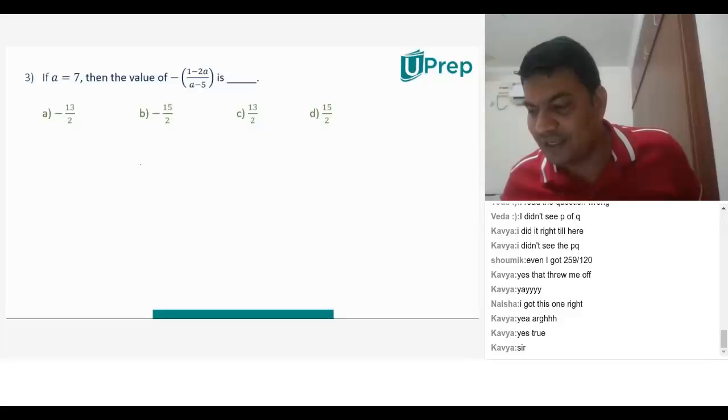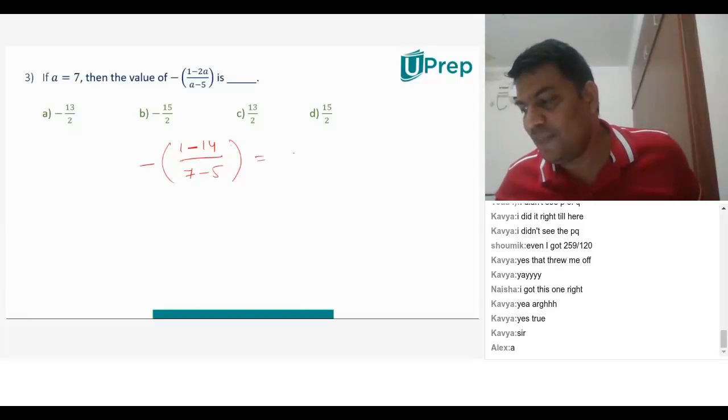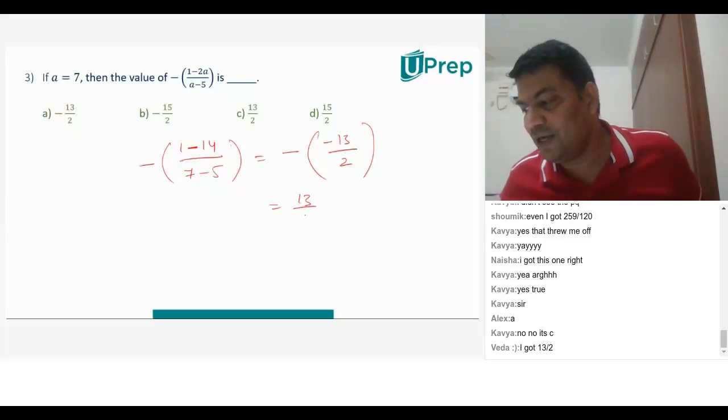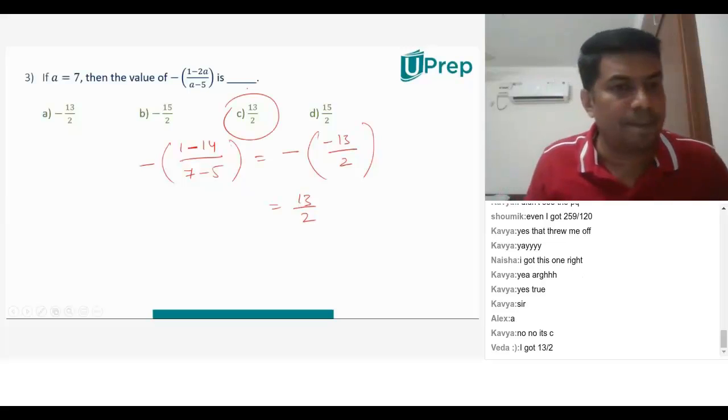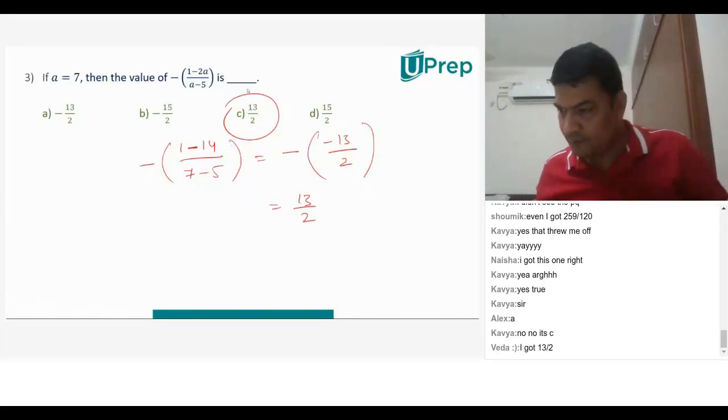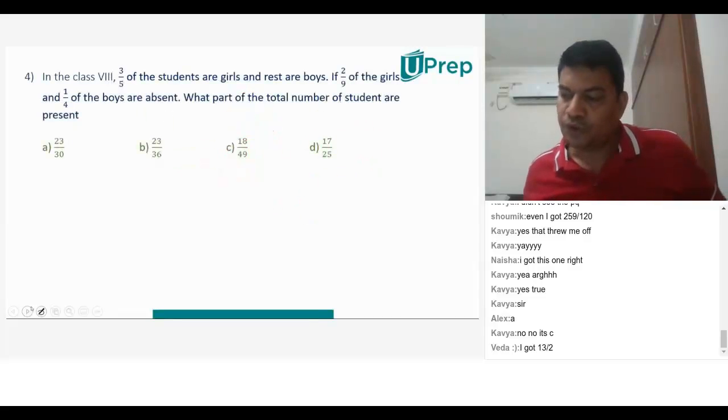To do it, it's basically minus of. I think most of us did it in the minus way only. Like 1 minus of 2 into 7 is 14. 7 minus 5. Right? So you just had to do one step. Minus of 1 minus 14 is minus 13, divided by 7 minus 5 is 2. So minus of minus 13 by 2, your answer should be 13 by 2. So your answer should be C. Very good. I wrote it actually A, but my test didn't get it. Yeah, minus becomes plus.